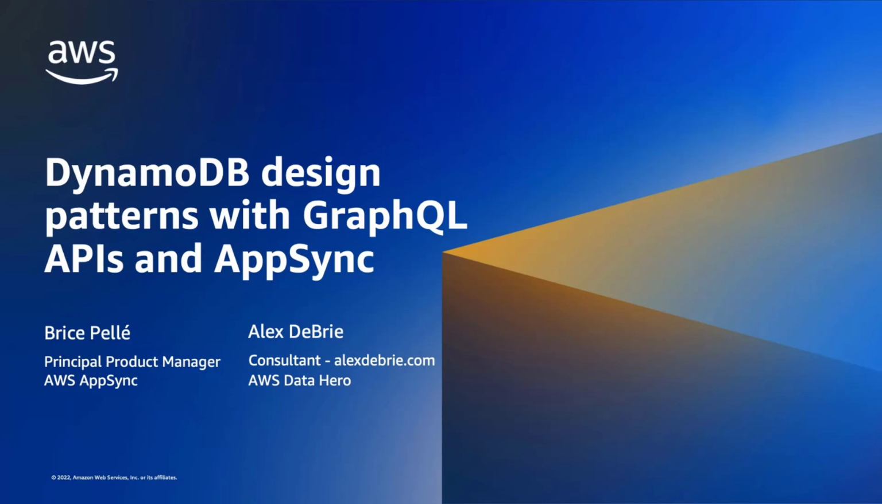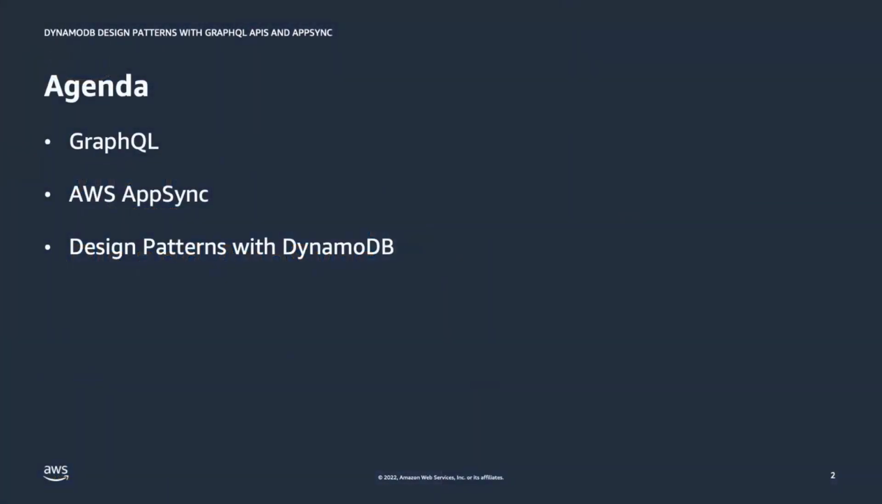Today, we are going to be talking about DynamoDB design patterns with GraphQL APIs and AWS AppSync. Our agenda is going to be as follows. We are going to talk about GraphQL, just give you an introduction to what GraphQL is and where AWS AppSync comes into the picture when we talk about GraphQL. Then I will be handing it over to Alex to talk about design patterns with DynamoDB and how you can really fully leverage DynamoDB in your GraphQL design.